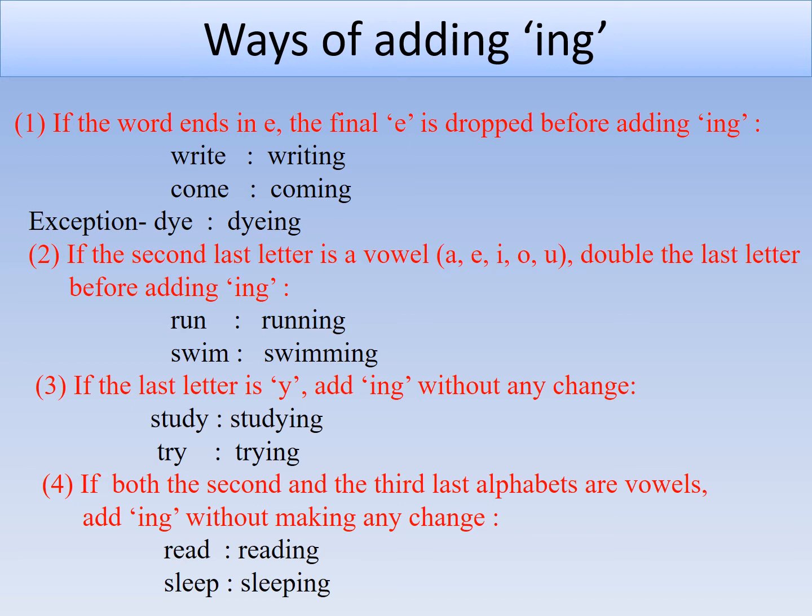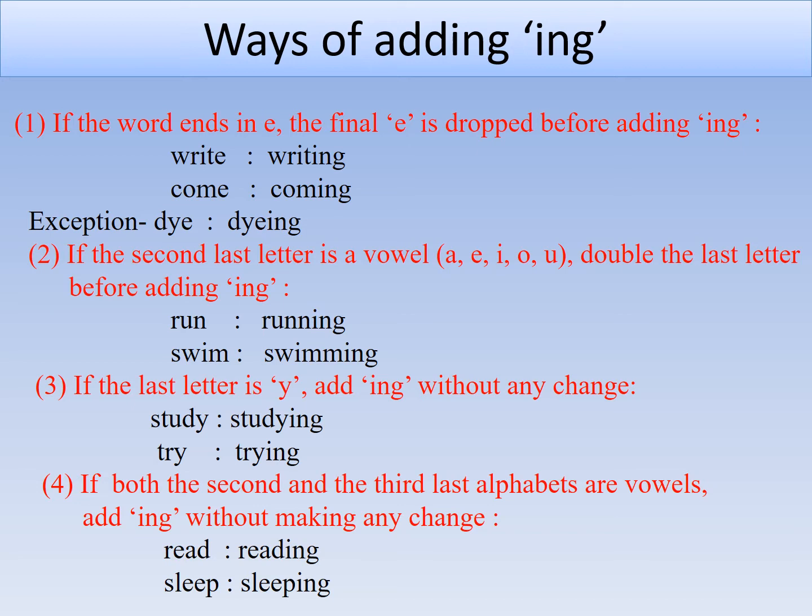For example, write, W-R-I-T-E, write. So when we add ing to it, we omit E. It is W-R-I-T-I-N-G. Same way come, coming, C-O-M-I-N-G. Here also we cross E before adding ing. And of course, exceptions are always there. For example, die, dying. Here we don't omit E.